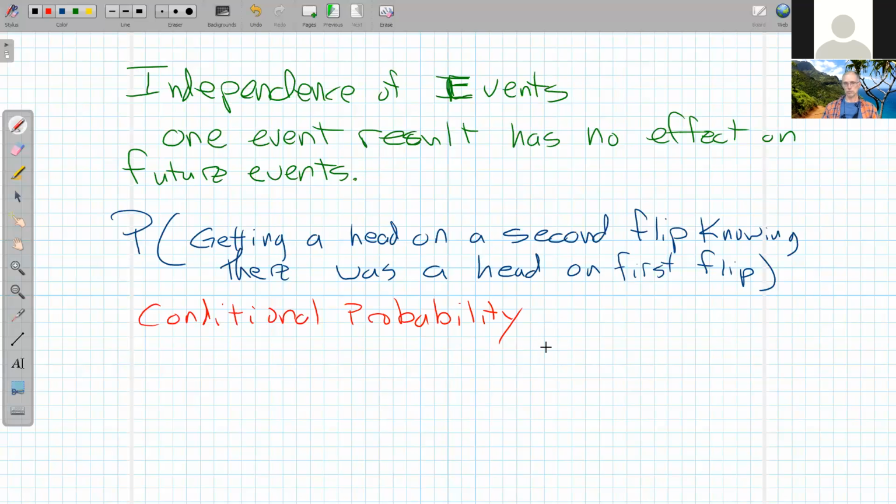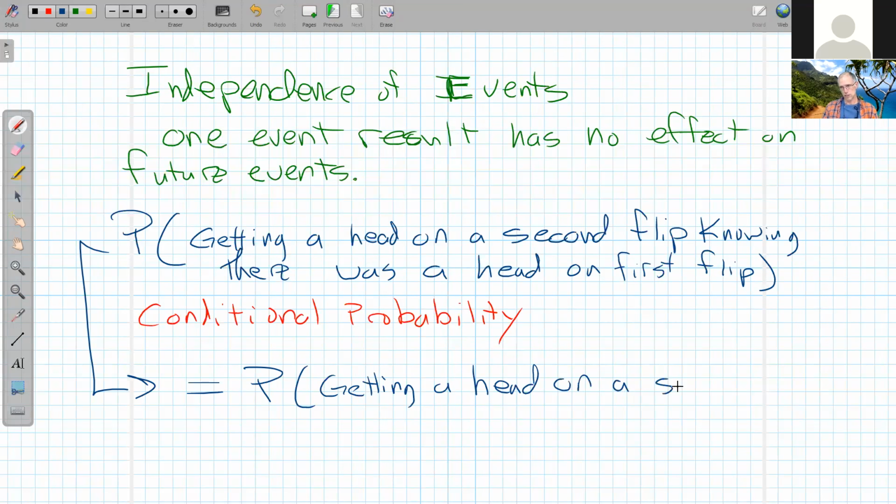No, it doesn't. The coin flips, it's a head or tail. We believe it's pretty random and that the first flip doesn't matter. So this probability right here is exactly the same as the probability of just getting a head on the second flip. Right, so this knowledge doesn't change anything. So that's the idea of independence. Does past knowledge change a future probability? If it doesn't change it, you're good. Okay?